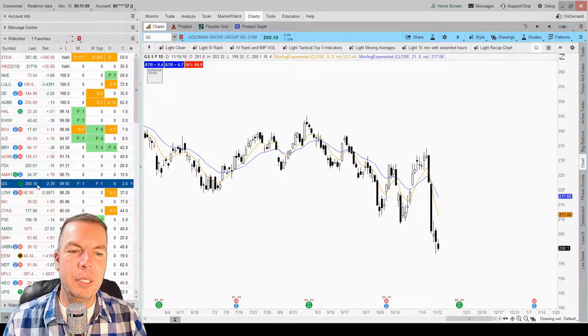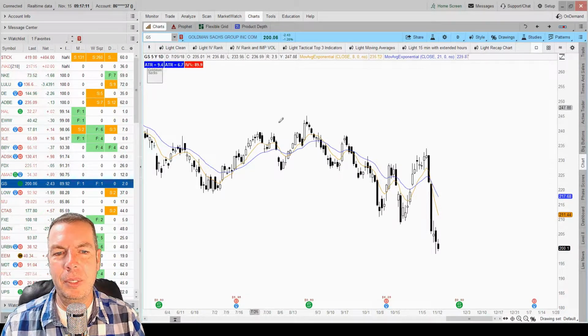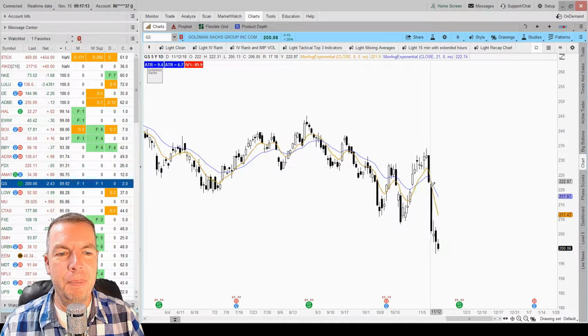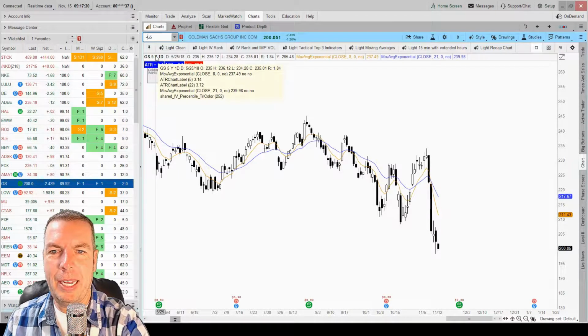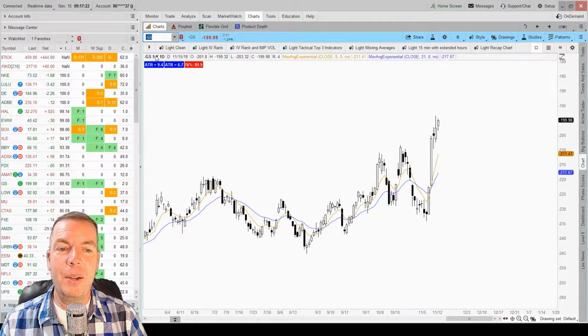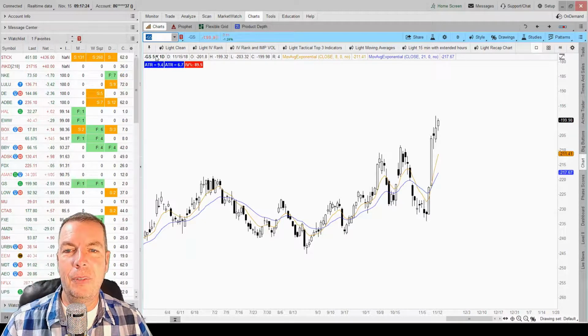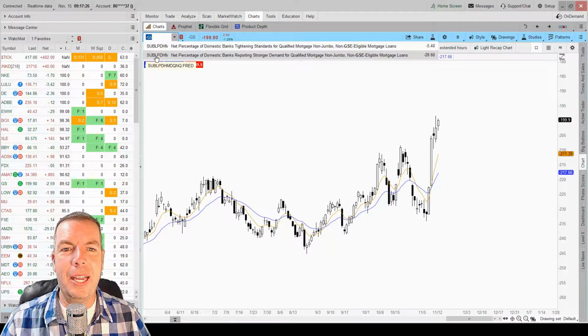So here's Goldman Sachs. Let's take a look at Goldman Sachs. So you can see we've had a downtrend. We had some big moves down over the last few days, and then let's put a minus symbol in front of it, and we'll see what that actually looks like. So wow, you can see that we're really extended. If we look at it this way, we're really extended to that upside.